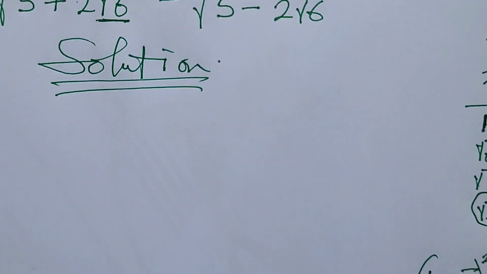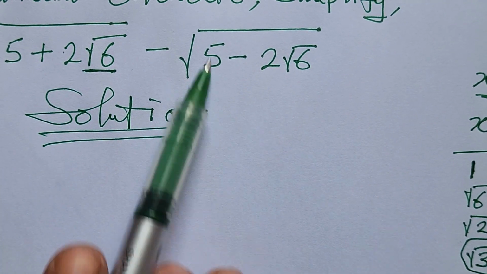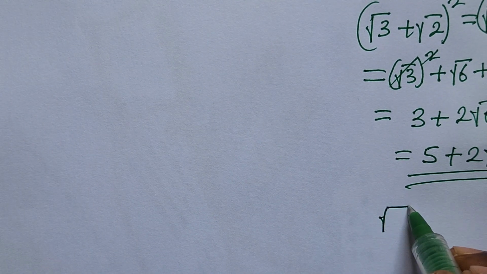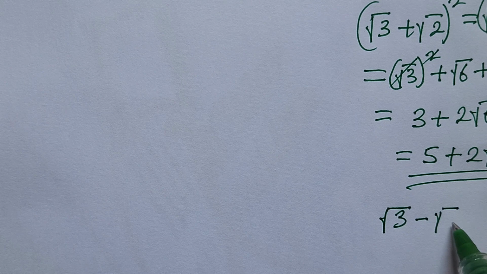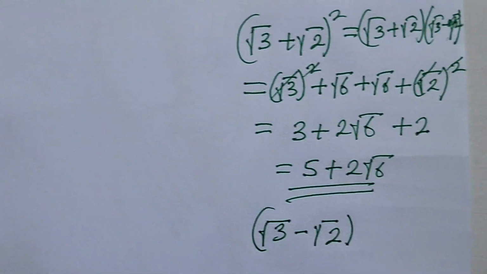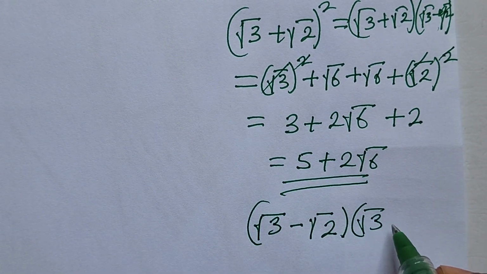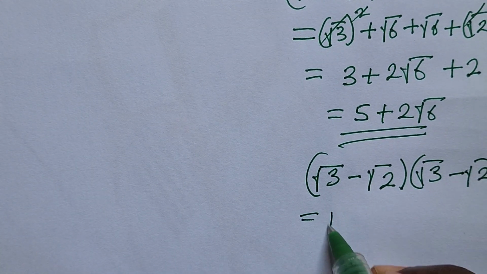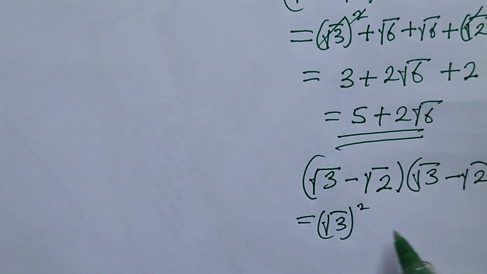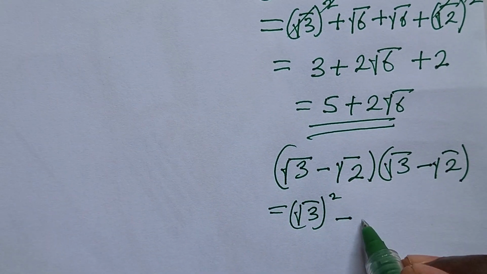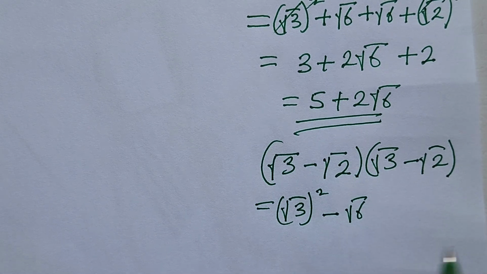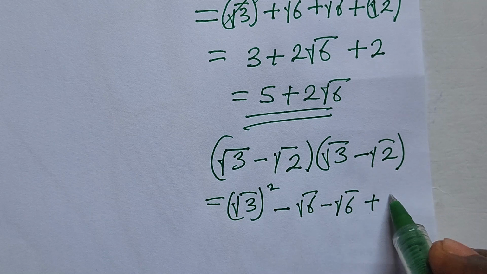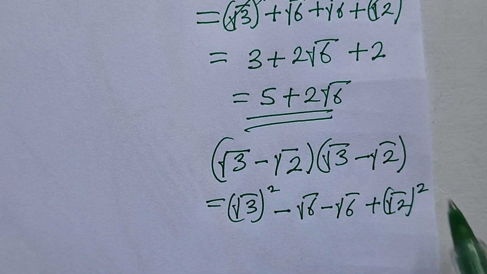Now, can we check if the negative of this will give us this? So let's give a little check to this. We're going to try the square root of 3 minus the square root of 2. You know this is squared, so let's just go ahead and do the multiplication. So this will now give us square root of 3 all to the power of 2, then minus the square root of 6, minus the square root of 6 again, plus square root of 2 all to the power of 2.